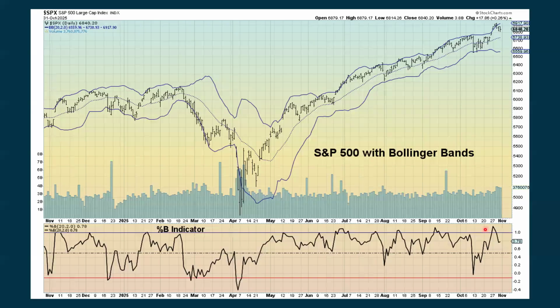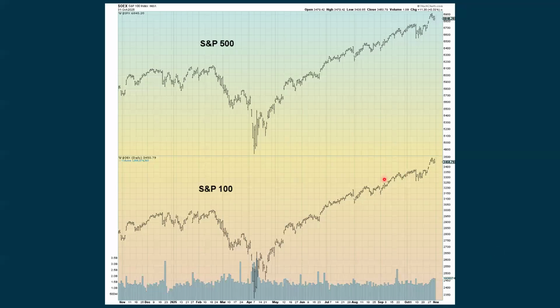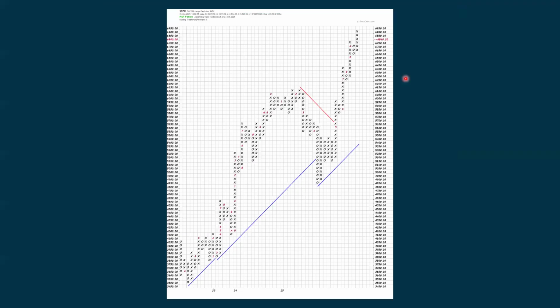The Bollinger Bands, which we were watching because we actually closed for a few days above the upper Bollinger Band, and then we started to come back down, and that's worked off the percent B indicator. And we want to keep an eye on the S&P 100. Not really seeing much of a divergence here with the S&P 500.